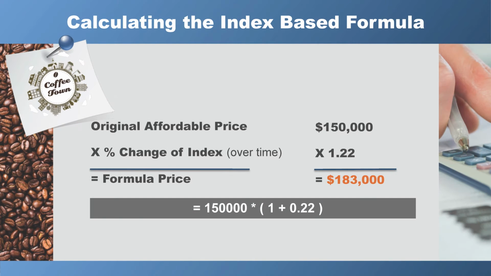So now we multiply our original affordable price by 22% to calculate the increase in value and arrive at our formula price of $183,000. Because we set our index in this scenario to be equal to the median income, we hope that this new formula price is affordable to the next home buyer at the same affordability level. However, if interest rates have gone up, this might not be the case.